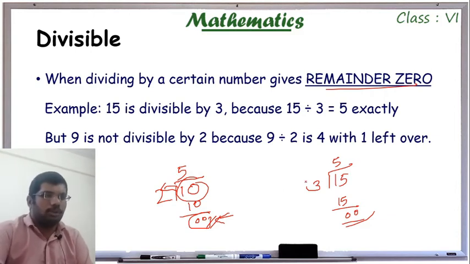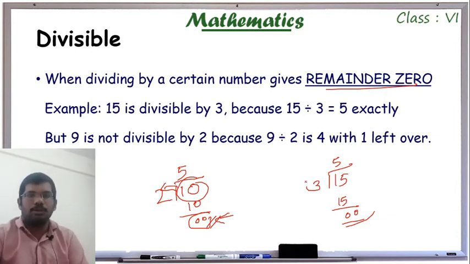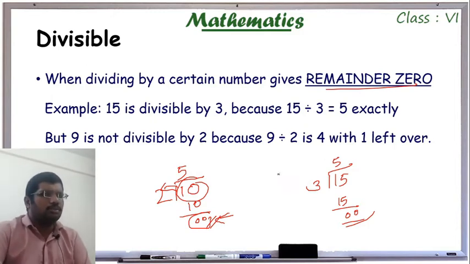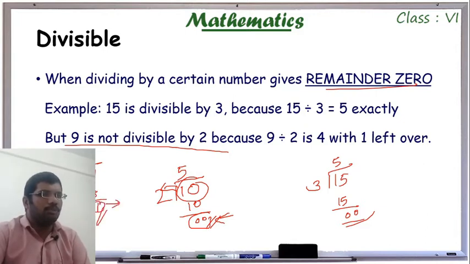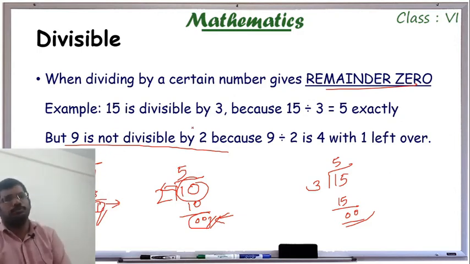In the case of larger numbers, suppose 1000 or 2000, it is very difficult to divide. So there are some rules or techniques for checking the divisibility, whether they are divisible or not. Today we are going to study that. And here 9 is not divisible by 2, because we get the remainder of 1, which is not equal to 0. Therefore we can say that 9 is not divisible by 2.